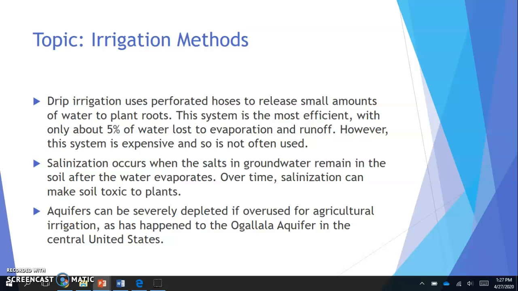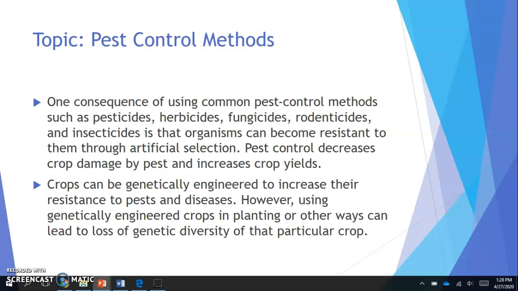Aquifers, which are basically holding places for groundwater, can be severely depleted if overused for agricultural irrigation, as has happened to the Ogallala aquifer, I think that's how you say it, in the central United States. I'm going to find a video and link it for you guys to watch about that. This aquifer was a case study. I think I've seen it on FRQs before, but you just want to be aware of it and the situation surrounding that. So I'll find a video and link that for you guys in your assignment today.